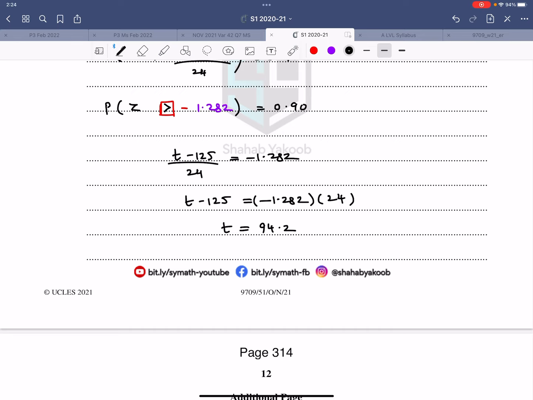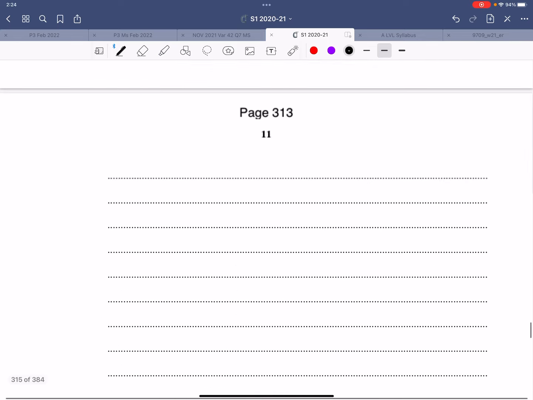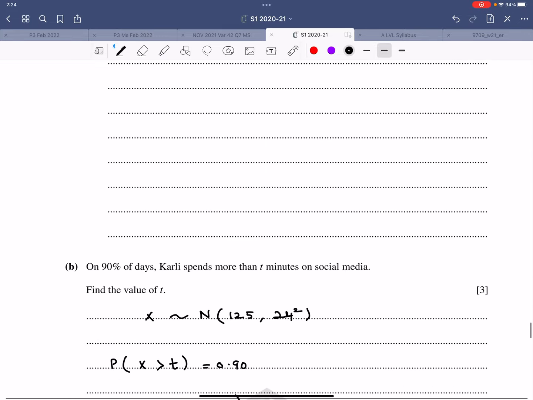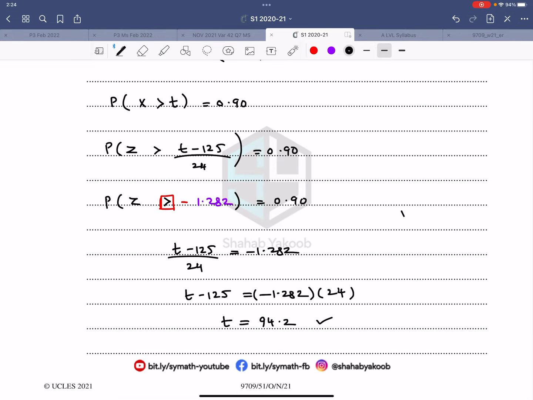So that's how this paper is done, and this is November 2021 S1 paper, and this is variant 55.